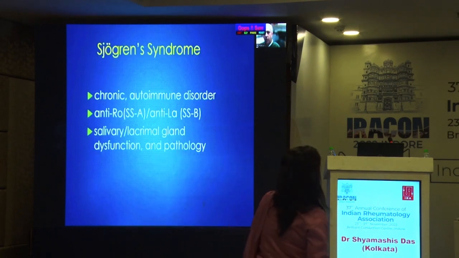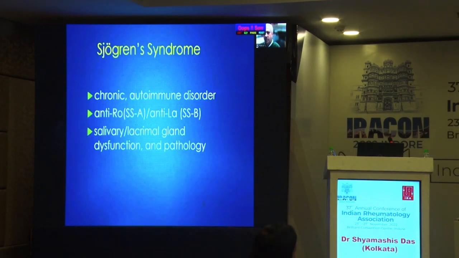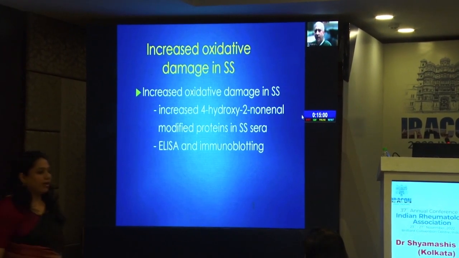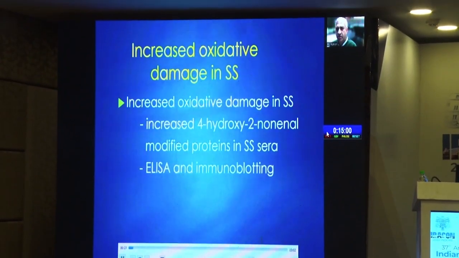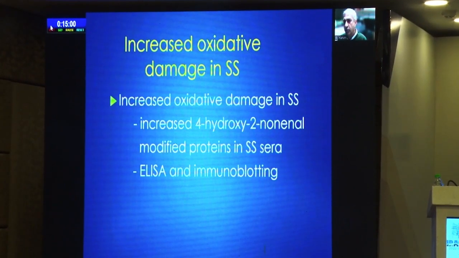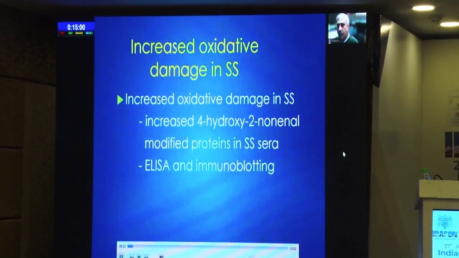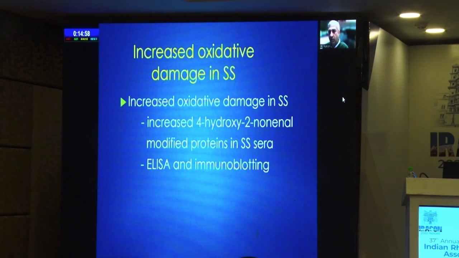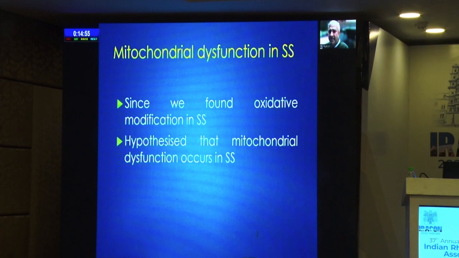Sjogren's syndrome is a chronic autoimmune disorder characterized by the presence of anti-Ro, anti-La, and salivary and lacrimal gland dysfunction and pathology. We found increased oxidative damage in Sjogren's syndrome. We found increased 4-hydroxy-2-nonenal modified proteins in Sjogren's syndrome sera, by ELISA and immunoblotting. Since we found oxidative modification in Sjogren's syndrome, we hypothesized that mitochondrial dysfunction also occurs in Sjogren's syndrome.